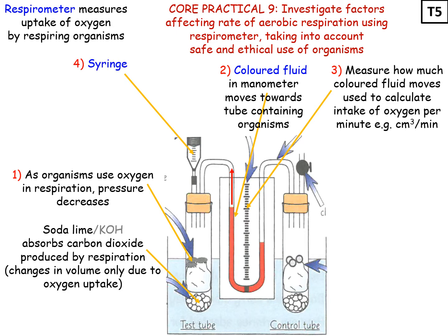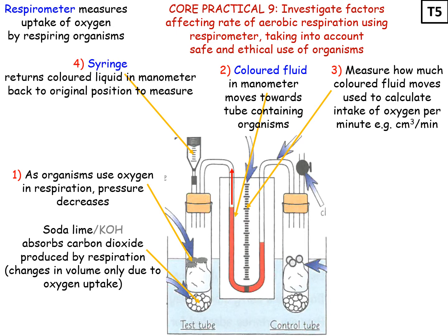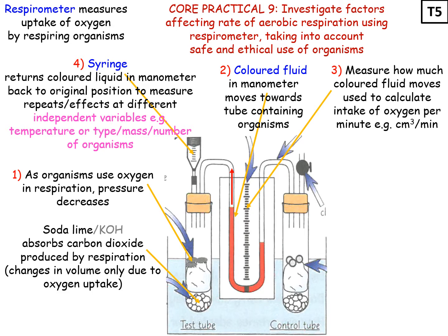A syringe can also be used to return the colored liquid in the manometer back to its original position, and therefore you could do repeats. You could also make changes to the experiment, so you could see the effects of different independent variables, such as the effect of temperature on respiration, or how the type, mass, or number of organisms affect respiration. So using the syringe means that you could do those repeats or change the independent variable.